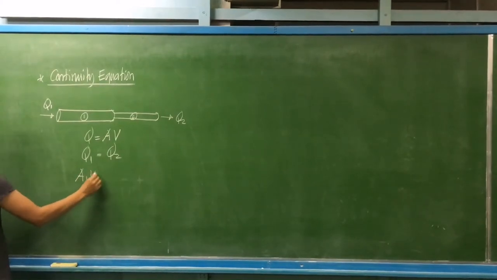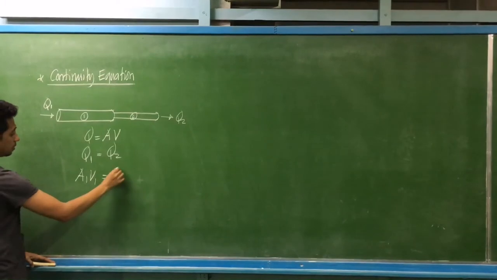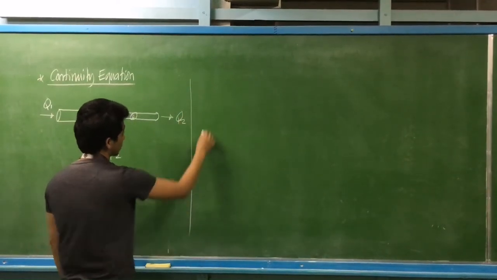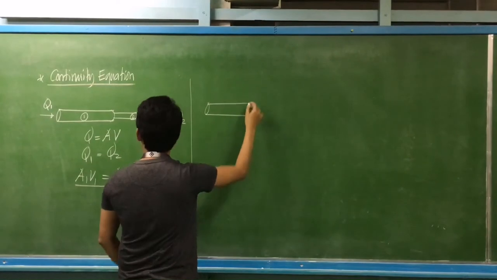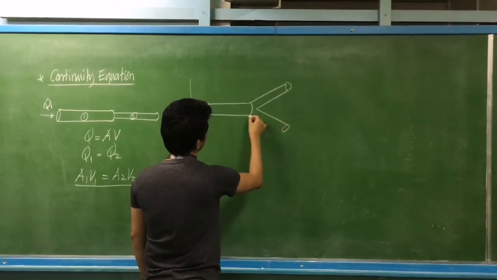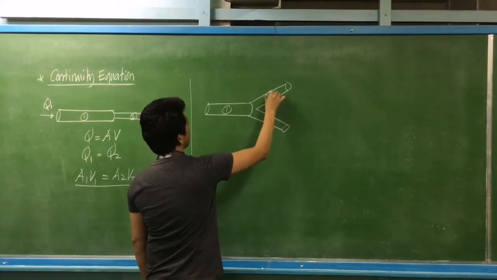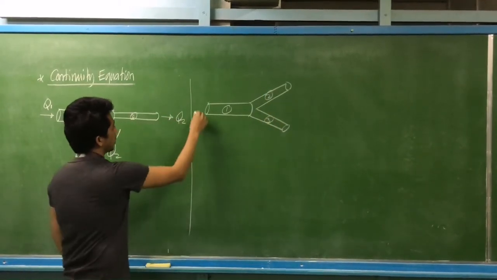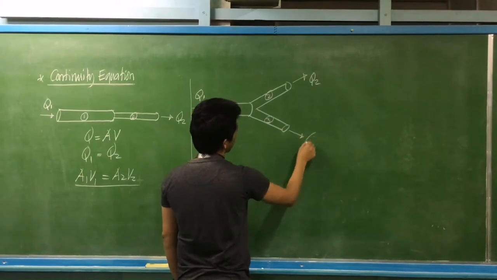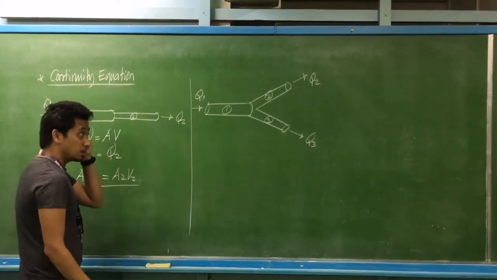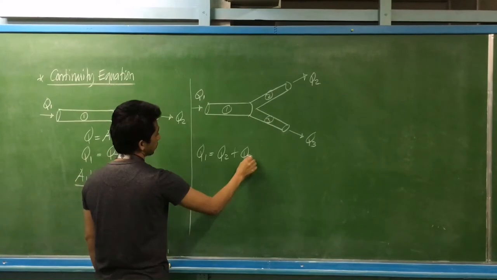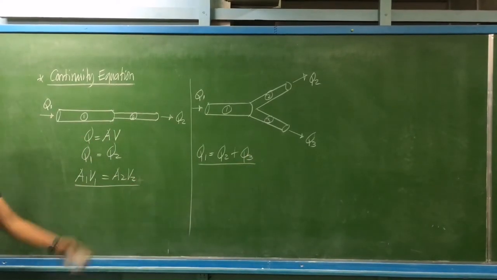This is the same as A1 V1 is equal to A2 V2. So for example, we have pipes that are branching out, or we have pipes connected in parallel connection. Let's say pipe number 1, pipe number 2, and pipe number 3. So let's say this is discharge number 1, discharge number 2, and discharge number 3. So the continuity equation will be from the source Q1 should be equal to the sum of Q2 plus Q3. So that will be the continuity equation for that case.